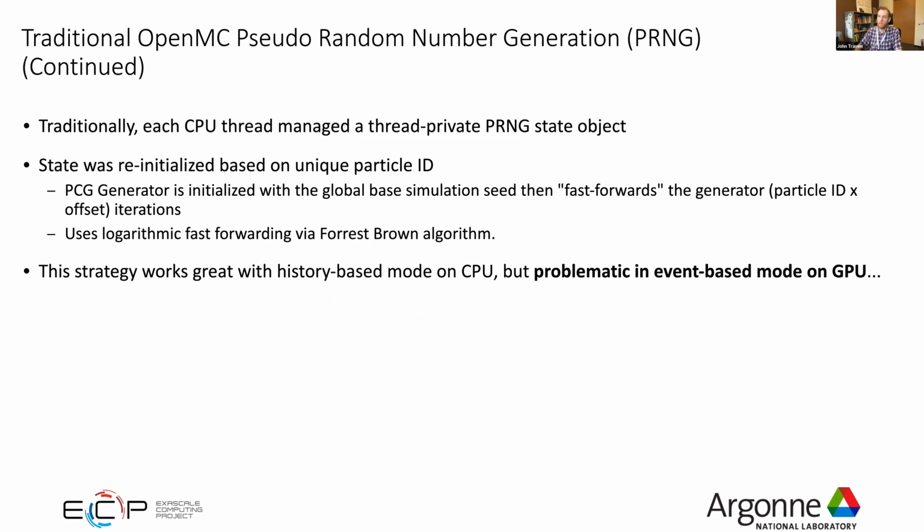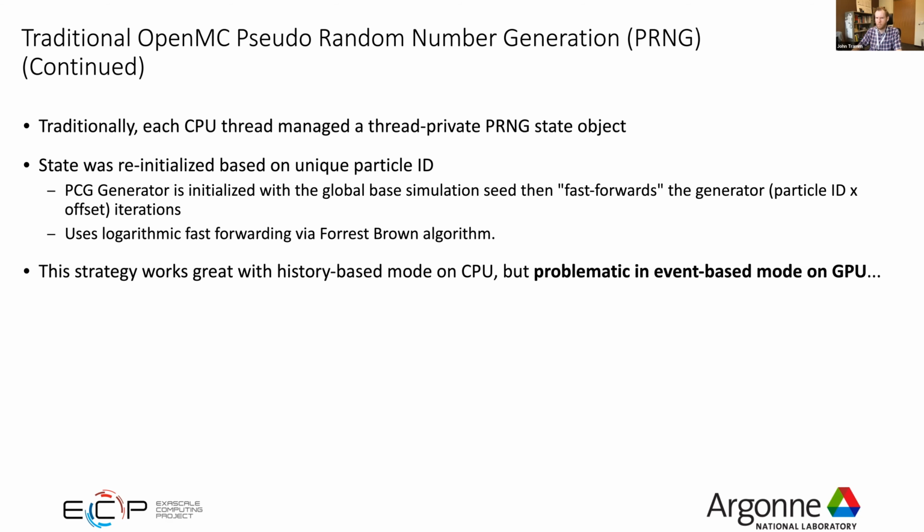And traditionally in CPU land, each thread was storing its own random number generator stream. And that was fine. It would just get reinitialized each time based on a unique particle ID. Similar to what Nick was talking about, we have one global seed that sets the randomness for the whole simulation, and then we can fast forward to a specific point in that stream using a logarithmic fast forwarding algorithm. And that works great on CPU overall.